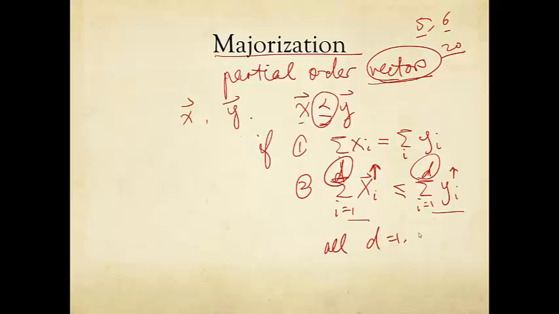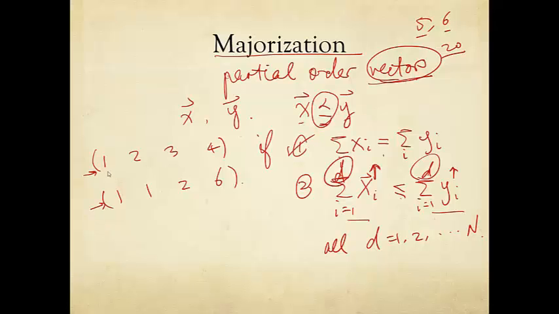Okay, d from 1 up to all d's, n. Now when d is n, by the first condition of the definition, this inequality should be equality, of course. For example, if I look at two vectors now, 1, 2, 3, 4, and another one, 1, 1, 2, 6. This time these two vectors do add up to the same number, which is 10.